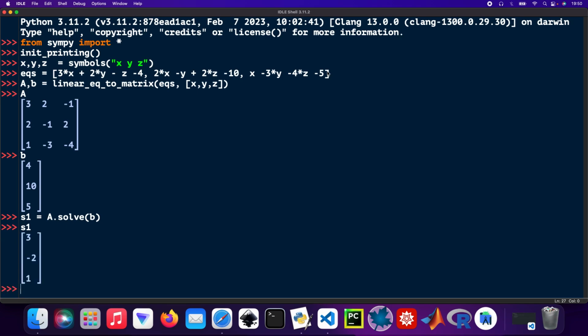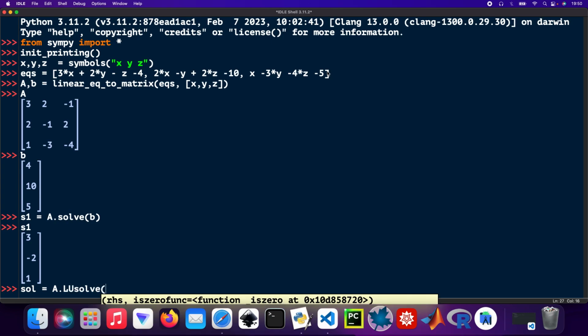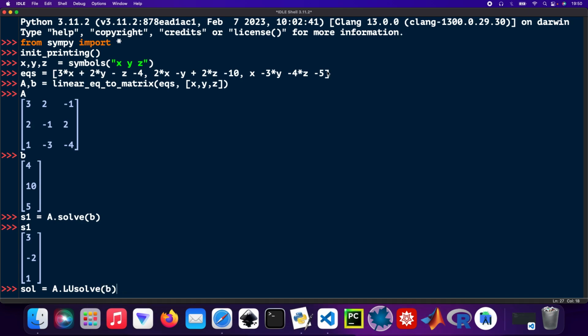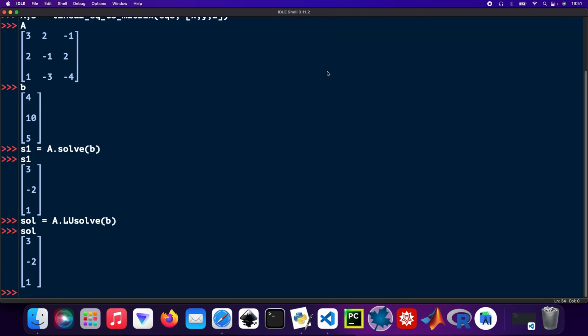Then I can also do it this way. Solve as well, and that'll be using the LU decomposition way. So A dot LU solve B. So my solution as well. So it's the same thing again. Then I can also do it the linsolve way as well.